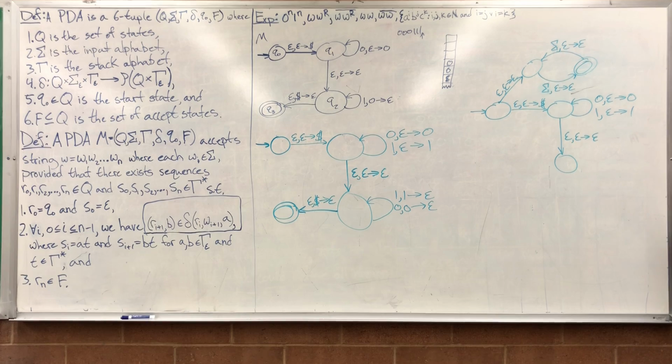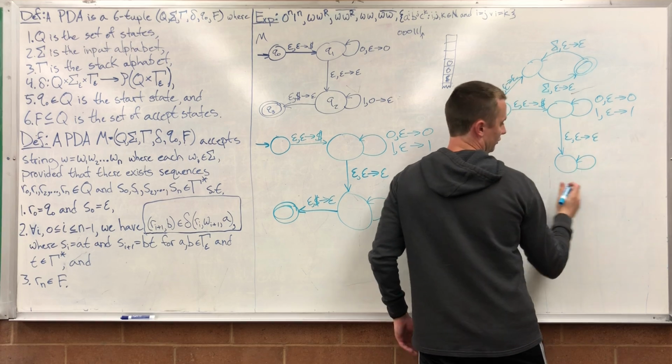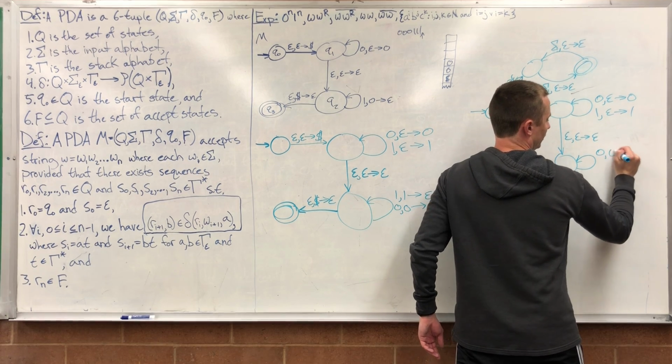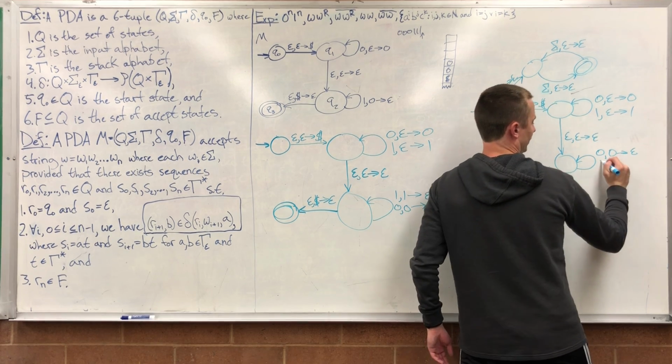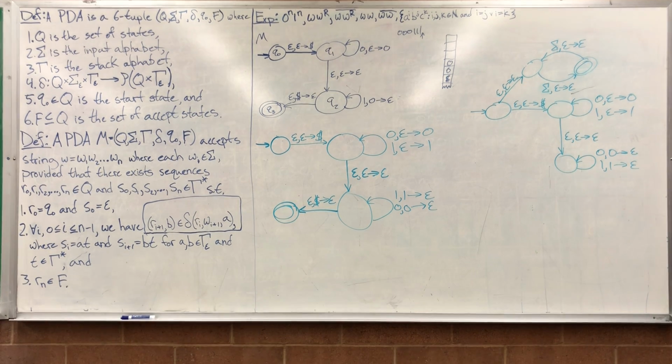I think that third state is going to have the same arrows that we have on the other one. All right, so you're saying it's okay if we have some matches. If you get a 0, that's fine. You can pop a 0 and push nothing. And if you get a 1, you can pop a 1 and push nothing. That's fine. But if you get a 1 and then you try to pop a 0, then you have a mismatch. That would be the other option.